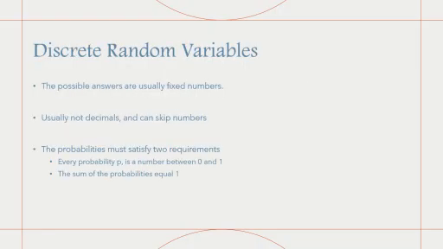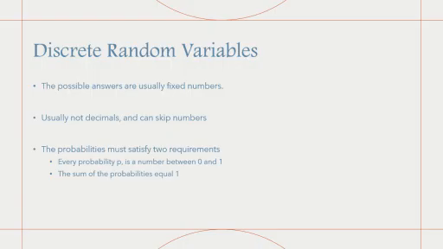Okay, so discrete random variables, basically the number has to be a fixed number, 1, 2, 3, 4, 5. The example that we just did would be an example of a discrete. These make your nice little bar graphs if you wanted to make a bar graph of it because it's each section. They're usually not decimals, and we can skip over numbers. So it doesn't have to be 1, 2, 3. It could be 1, 2, 4. And you can have decimals, but for the most part, we usually keep these as nice whole numbers.